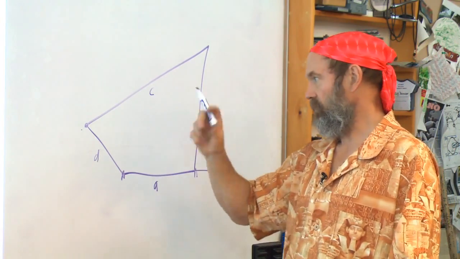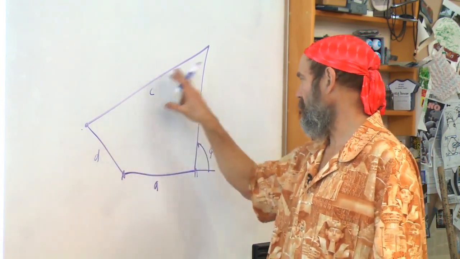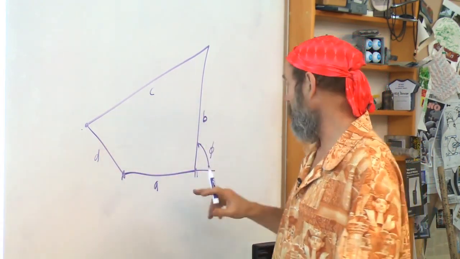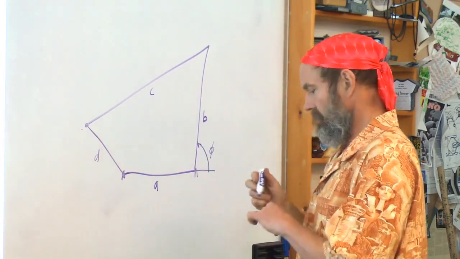I'm going to use this purple for my knowns. A, B, C, D. I'm giving that, or I'm assuming that. I can change them later. And the input angle phi.